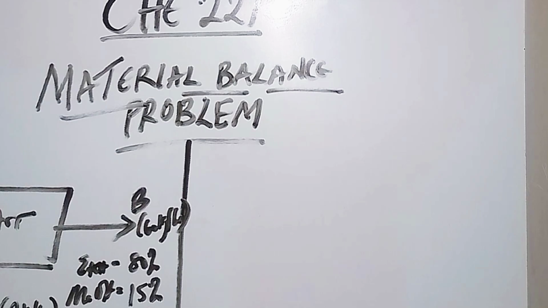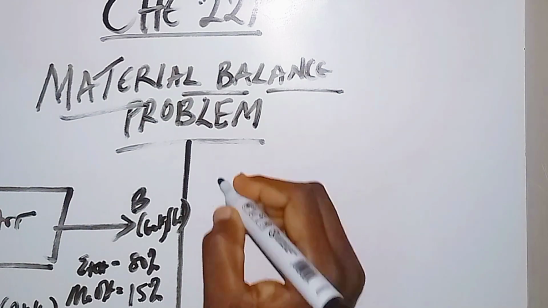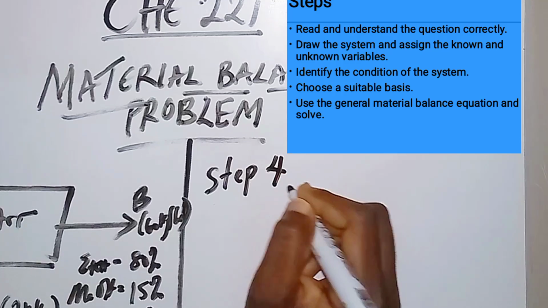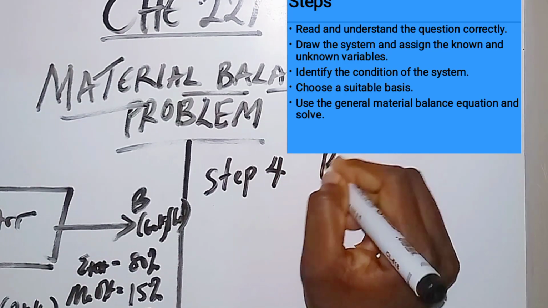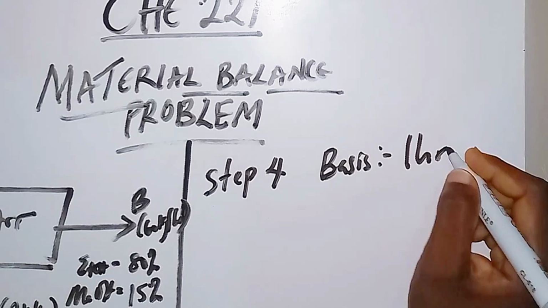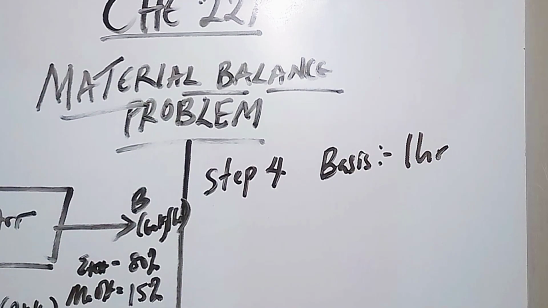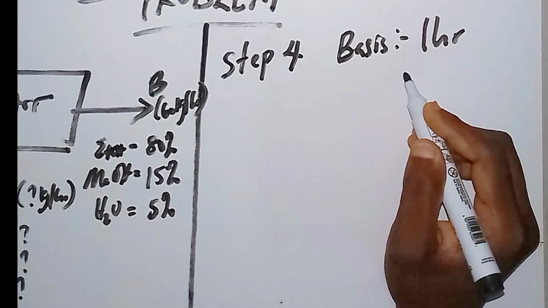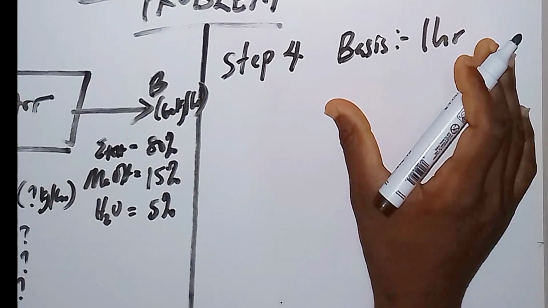So the fourth step is to choose a suitable basis. It's important to choose a suitable basis. Our basis is 1 hour. So for every 1 hour, 100 kg of the feed is introduced into the separator, and 60 kg of B is produced. So what will be the mass of C for every 1 hour? Our basis is 1 hour.